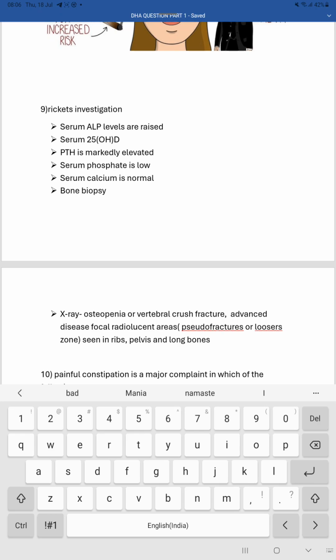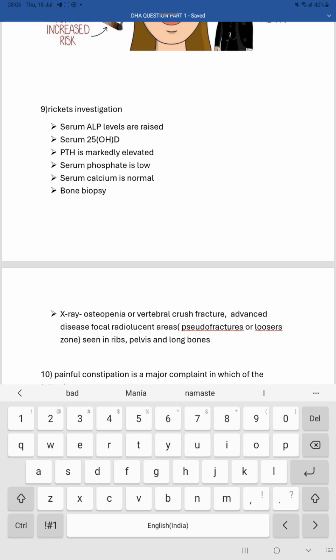You have to do the bone biopsy, then X-ray. In the X-ray you can see osteopenia. Less calcium will be there, because vitamin D is essential for calcium absorption from the GIT. If vitamin D is not working properly, calcium absorption will not happen, so the bone density reduces. You can see the changes of bone density in the X-ray, osteopenia, and because of the osteopenia it can create vertebral fracture. That also you can see.